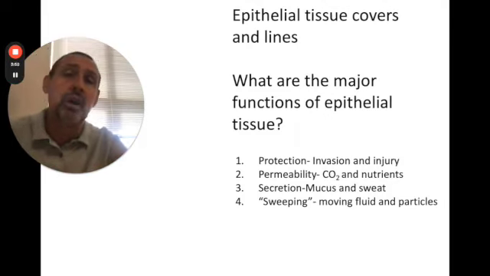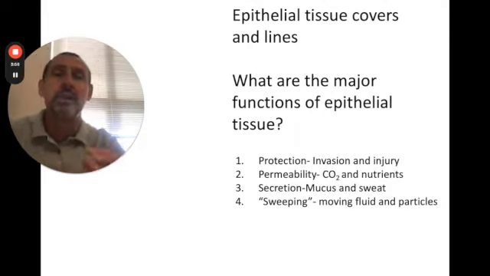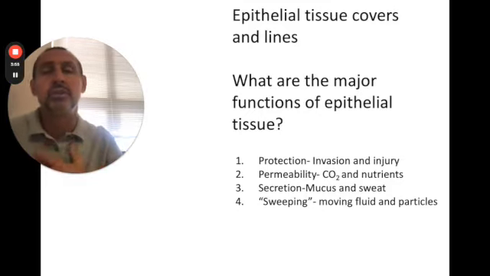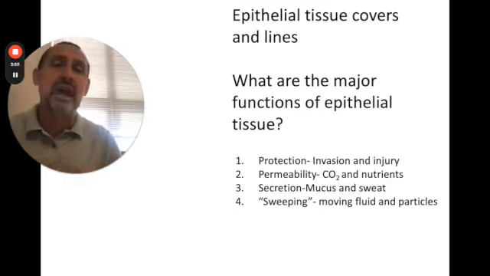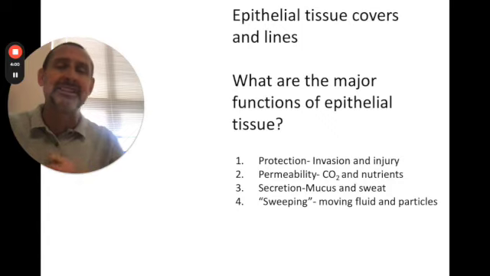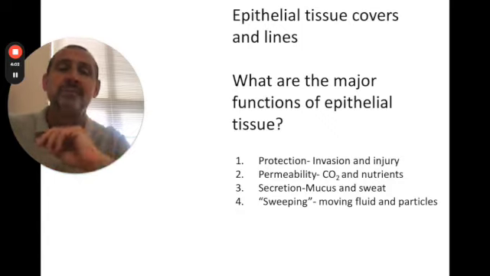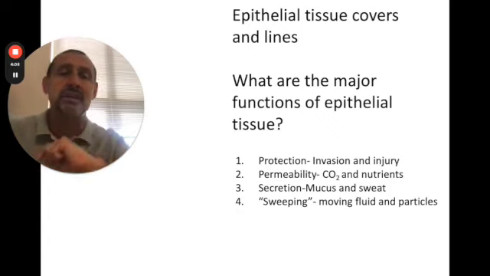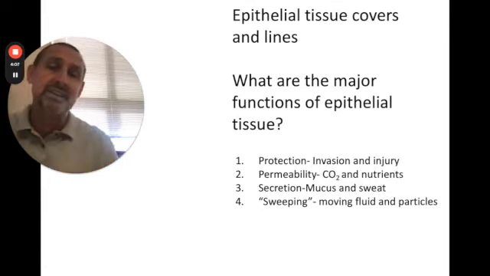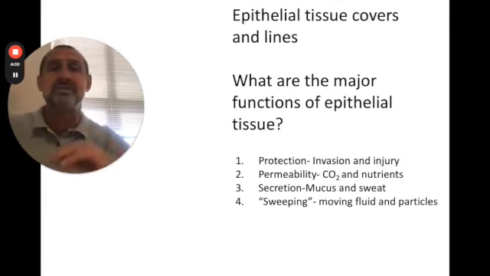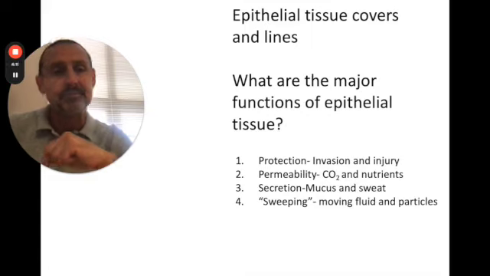But it also offers permeability. For example, epithelial tissue will cover and line the alveoli, the little tiny air sacs in your lungs, but it allows carbon dioxide and nutrients to cross that membrane. It also lines the inside of your digestive tract, which allows nutrients to enter your body.